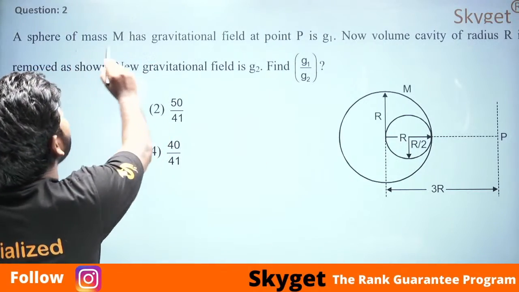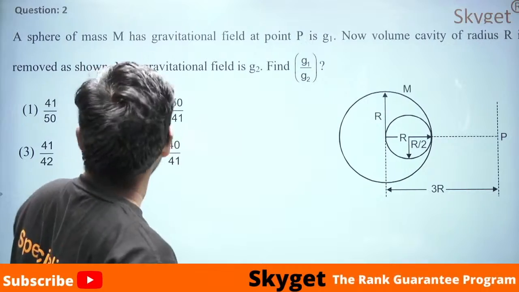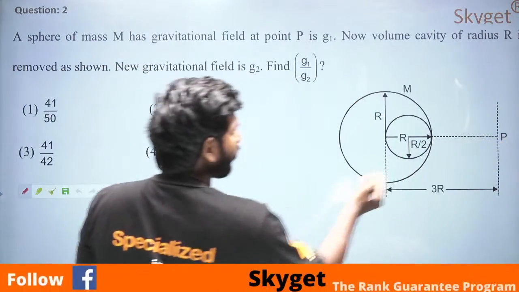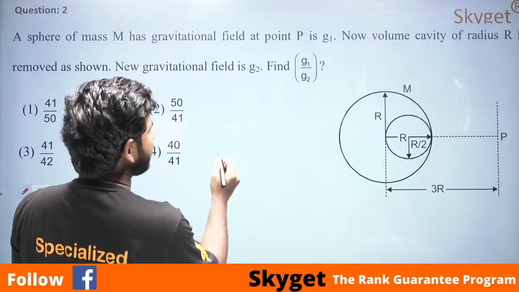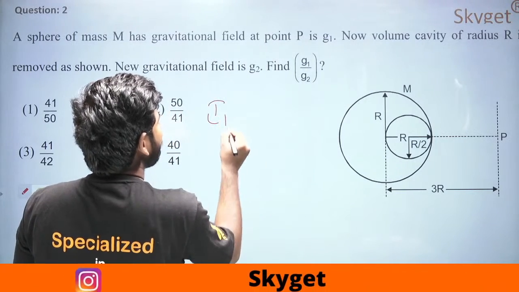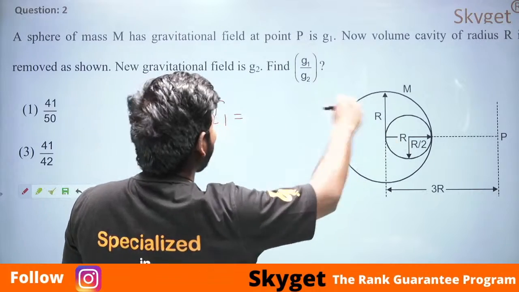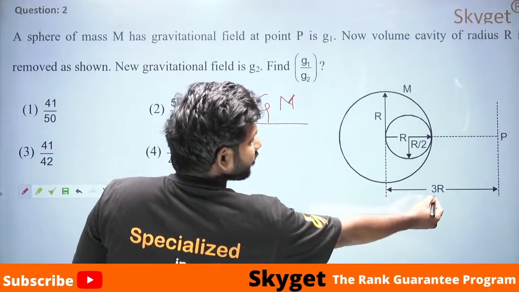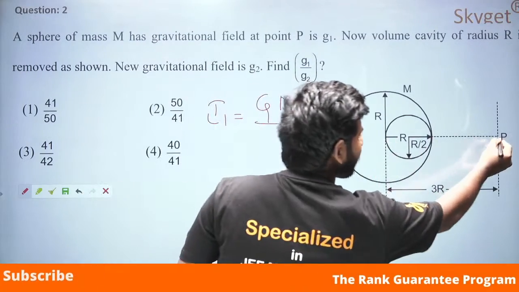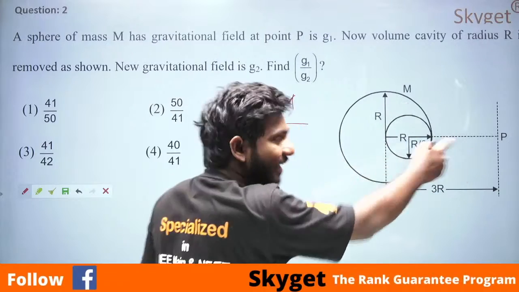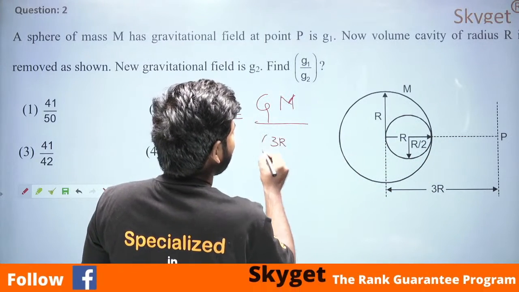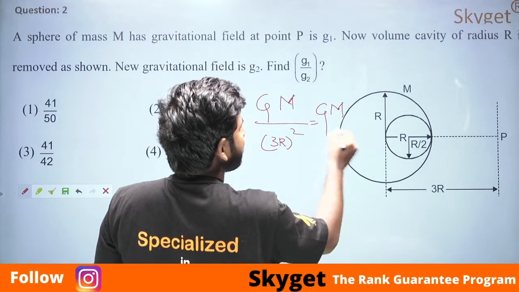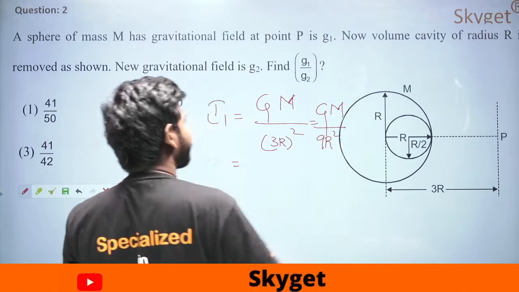So now, a sphere of mass m has gravitational field at point P equal to G1. Try to write the gravitational field due to the entire sphere at this point. What will be the gravitational field intensity? I1 is equal to, taking the entire mass, G m by r square, small r, the distance from the center to that point. It is an external point, so that is 3r whole square. The answer will be G m by 9r square.